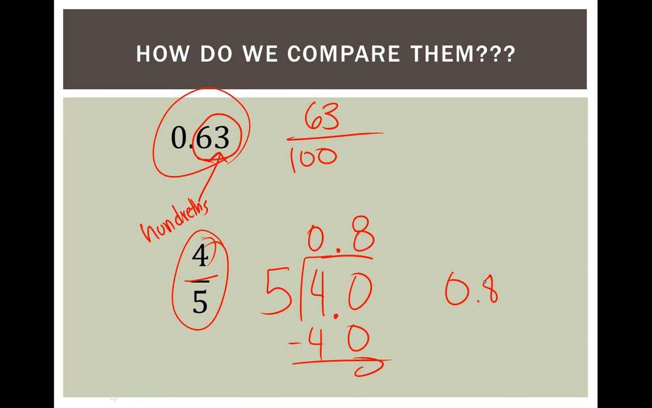So you can see now I can compare my number either as a decimal, 63 hundredths or 8/10, or as a fraction, 63 over 100, or 4 over 5. So let's just practice some of these and then we'll be done.